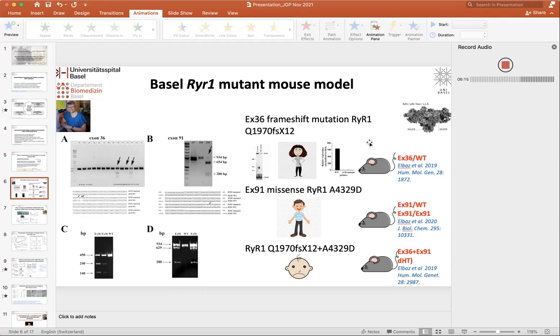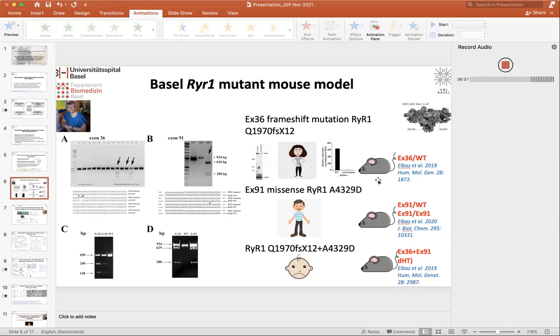As I said before, the exon 36 frameshift mutation was inherited from the mildly symptomatic mother. We performed a Western blot on a muscle biopsy from the mother, and you can see here that she had a reduced expression level of the ryanodine receptor.